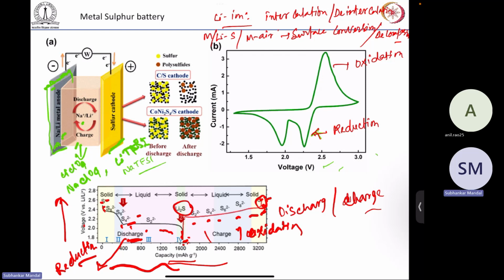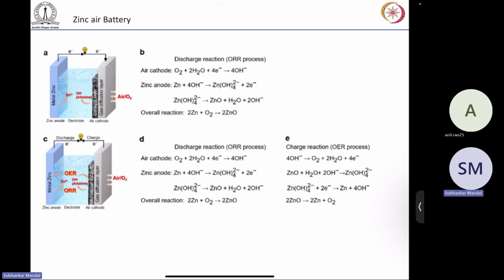Now we will talk about the air batteries, one of the familiar batteries that people are trying to commercialize. One of the air batteries is the zinc air battery. This is the aqueous zinc air battery that people used to take. Zinc foil is the anode, and on the cathode side we have a porous cathode so that air can come in.